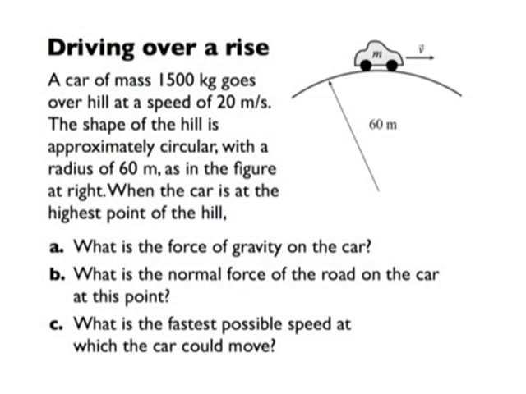A car of mass 1,500 kilograms goes over a hill at a speed of 20 meters per second. The shape of the hill is approximately circular with a radius of 60 meters.